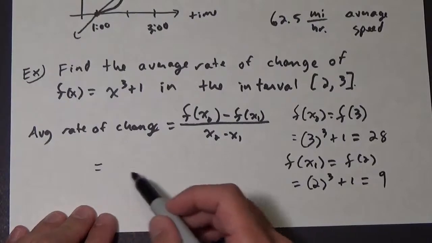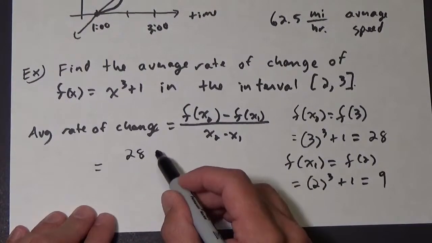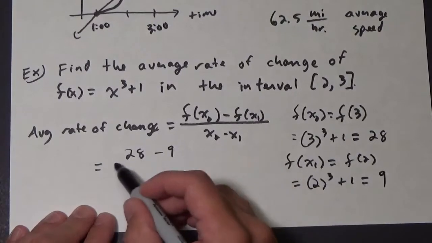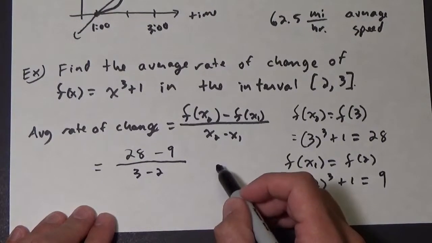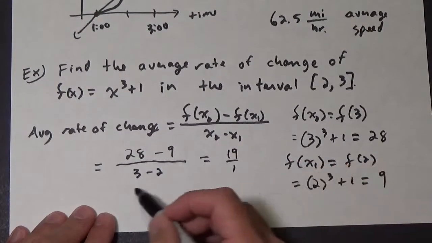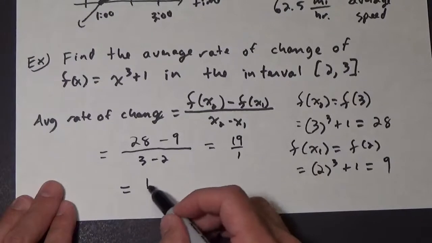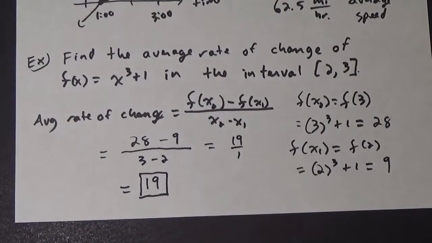All right, so our average rate of change is going to be f of x sub 2, which is 28, minus f of x sub 1, which is 9, all over 3 minus 2. And so this is 19 over 1, and so we end up with 19. Now, because it doesn't have any units, it doesn't make much sense. But anyways, that is our average rate of change in this particular example.